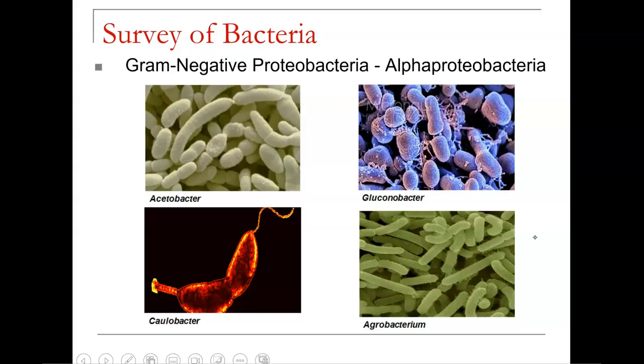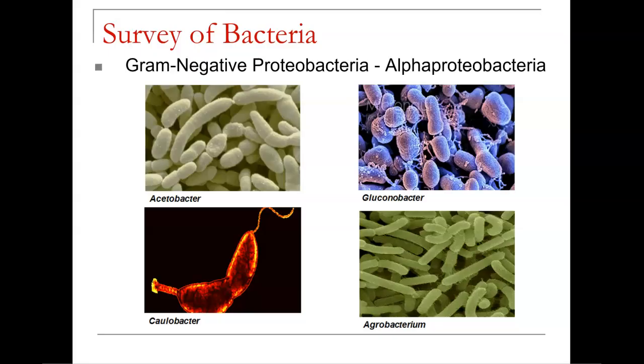Some other alpha bacteria. These are going to be the Acetobacter or the Gluconobacter. They're going to be important in industry and environment because they're going to be used to synthesize acetic acid, or what we know as vinegar.